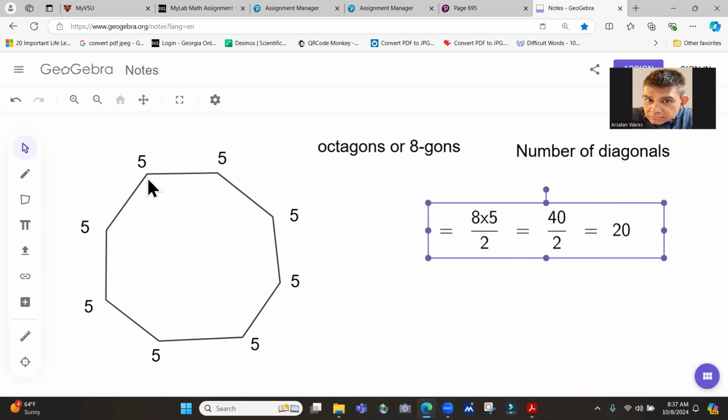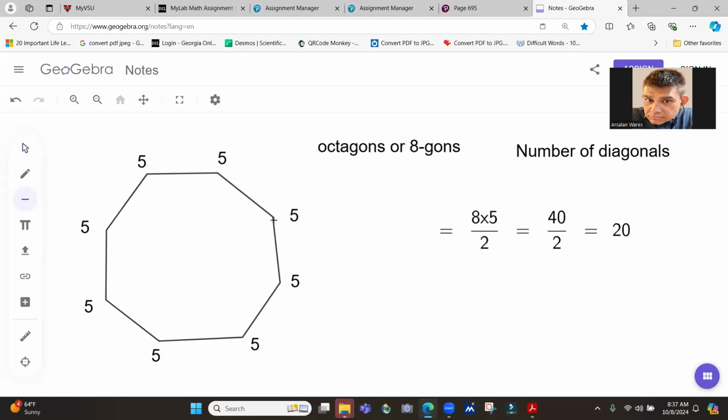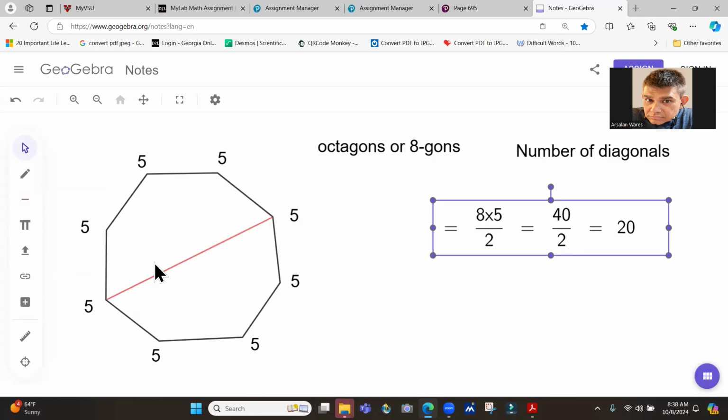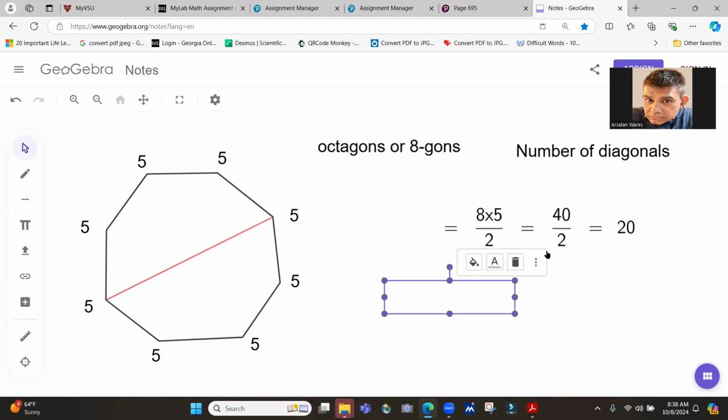It is 5 times 8. There are 8 points. Each point can be connected to or can have 5 diagonals coming out of it. You multiply it by 5, but each diagonal, your technique will count each diagonal twice. For instance, this red diagonal will be counted as this point's diagonal. This will also be counted as this point's diagonal. This is true for any diagonal. So you're going to say 8, number of points, times 8 minus 3, that's 5, divided by 2. That's our general formula. I'm going to pause there just a little bit, guys.